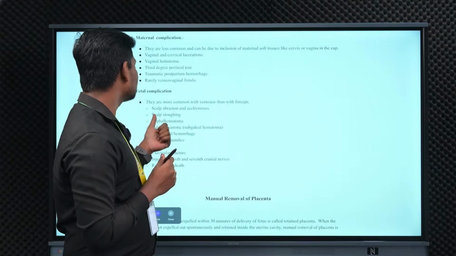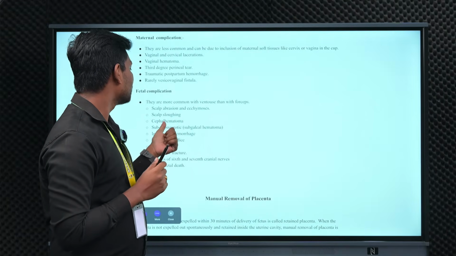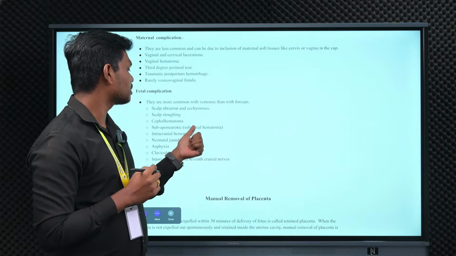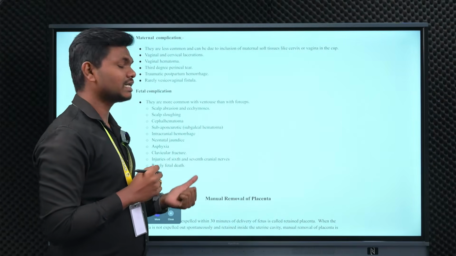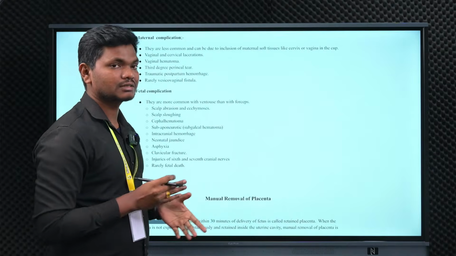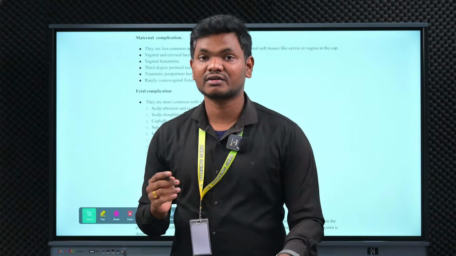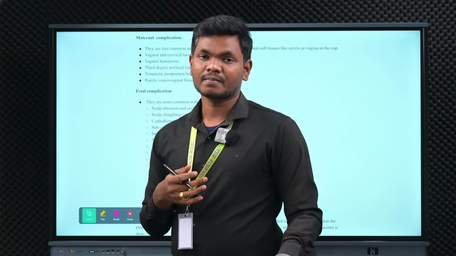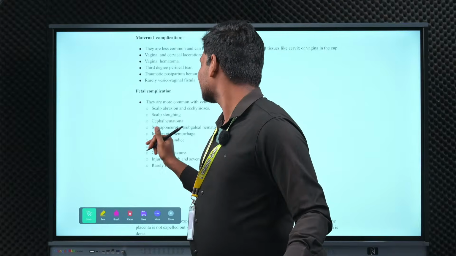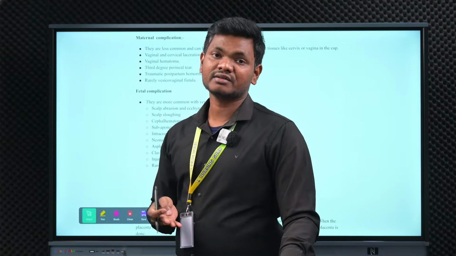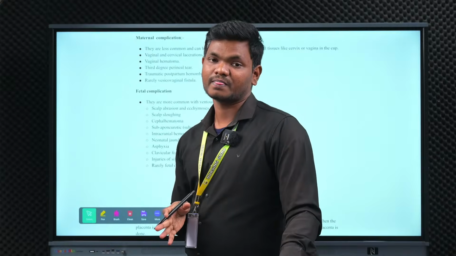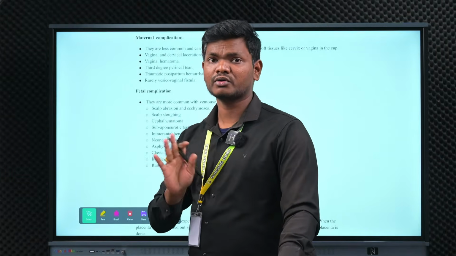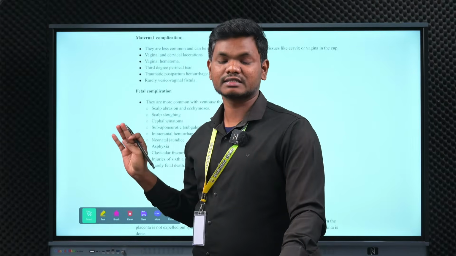Cephalohematoma can happen. Then subgaleal hematoma, intracranial hemorrhage, neonatal jaundice, asphyxia, and clavicular fracture. Sometimes the clavicle bone gets fractured. Then injury to the 6th and 7th cranial nerves, and rarely fetal death can also occur. So this is about the vacuum extraction. I hope you understood the forceps as well as the vacuum.